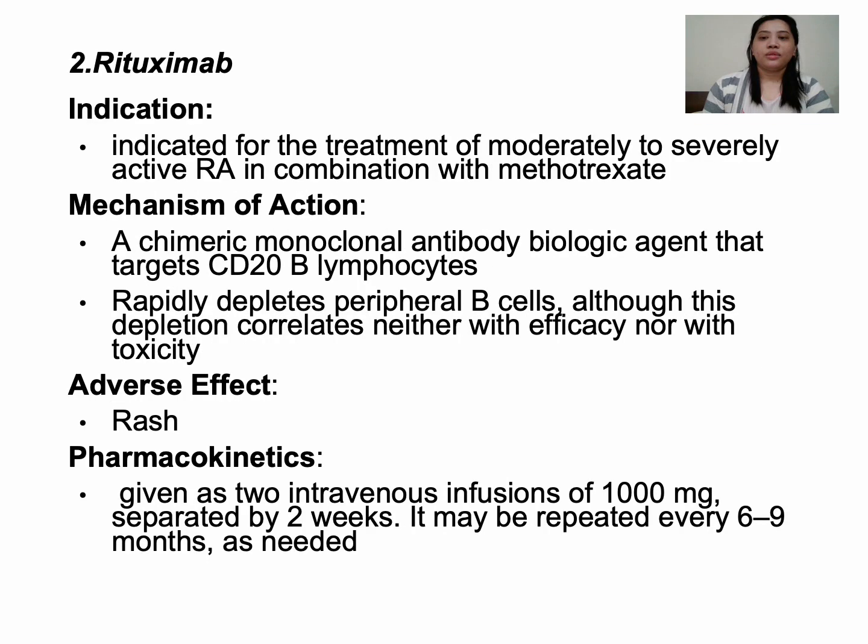Number 2 is rituximab. Its indication: it is indicated for the treatment of moderately to severely active RA in combination with methotrexate. Its mechanism of action: it is a chimeric monoclonal antibody biologic agent that targets CD20 B lymphocytes. It rapidly depletes peripheral B cells, although this depletion correlates neither with efficacy nor with toxicity. Its adverse effect is only rash. Pharmacokinetics: it is given as 2 intravenous infusions of 1000 mg separated by 2 weeks, and it may be repeated every 6 to 9 months as needed.